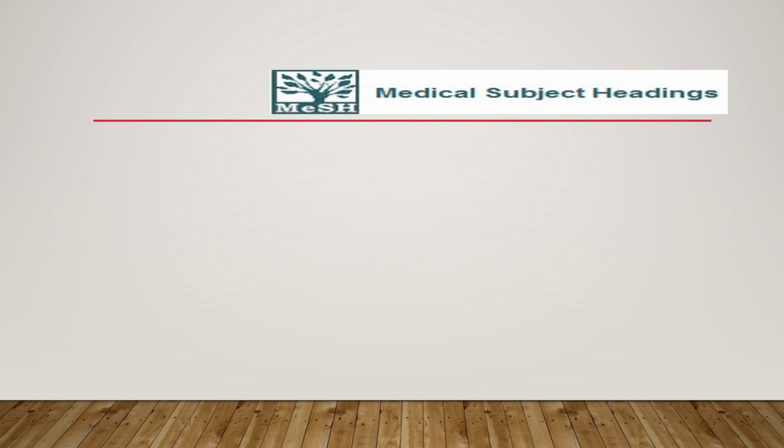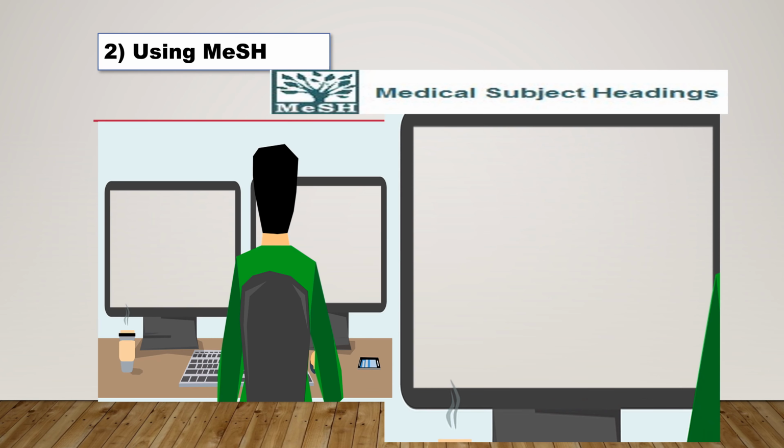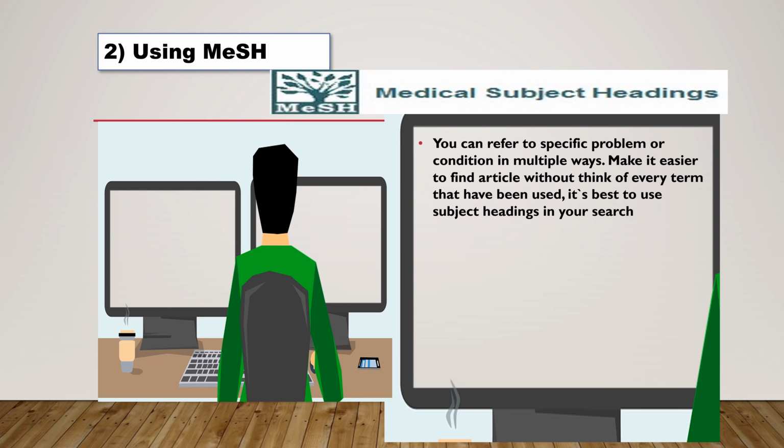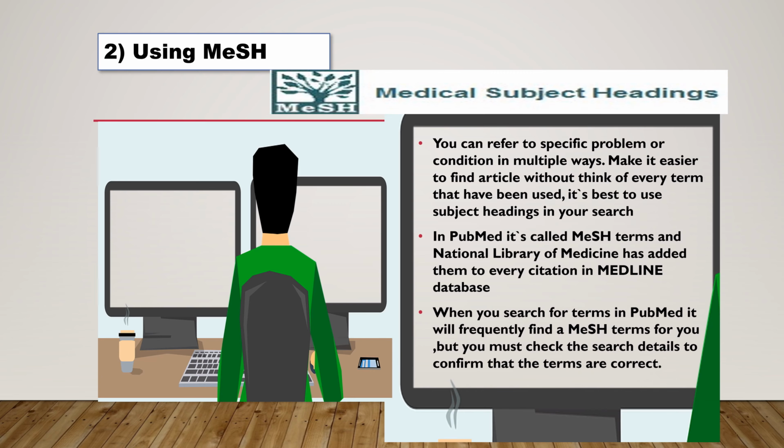2. Use subject headings, called MeSH. Researchers can refer to a given disease or medical concept in multiple ways. Subject headings make it easier to find articles and topics without having to think of every possible term that could have been used in your search. It's best to include subject headings in your search in PubMed. These are called MeSH terms, and the National Library of Medicine has added terms to every citation in the Medline database.